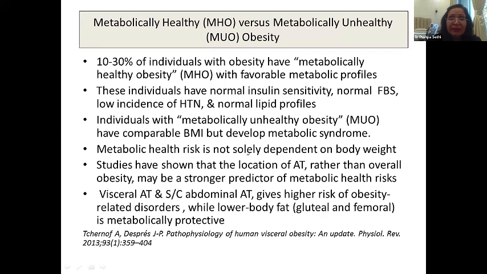Now, metabolic health risk is not solely dependent upon the body weight. That is what I want you all to understand. Of two patients with the same BMI, one can be metabolically unhealthy, the other can be metabolically healthy. How is this? Studies have shown that the location of the adipose tissue rather than the overall obesity may be a stronger predictor of metabolic health risk. Visceral obesity and subcutaneous abdominal adipose tissue give a higher risk of obesity-related disorders, while the lower body fat, that is the gluteal and the femoral, is metabolically protective.